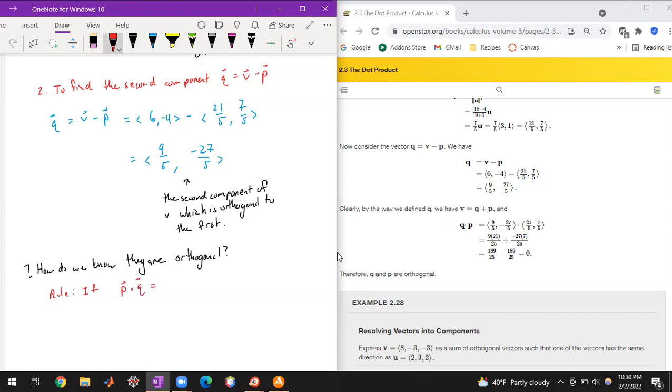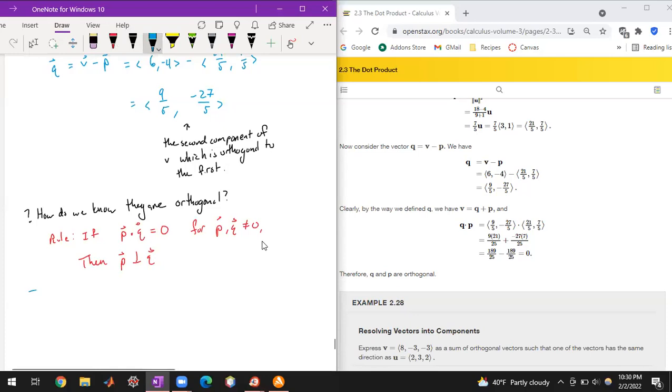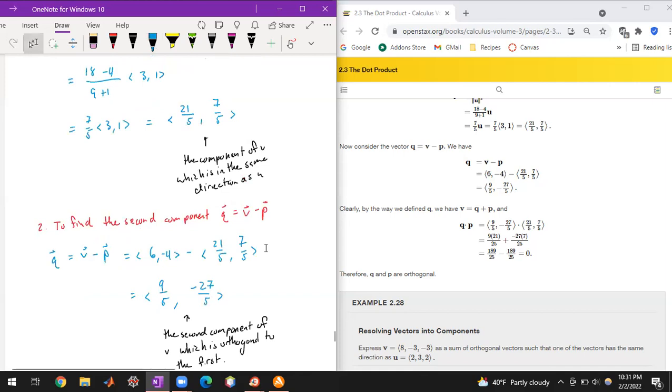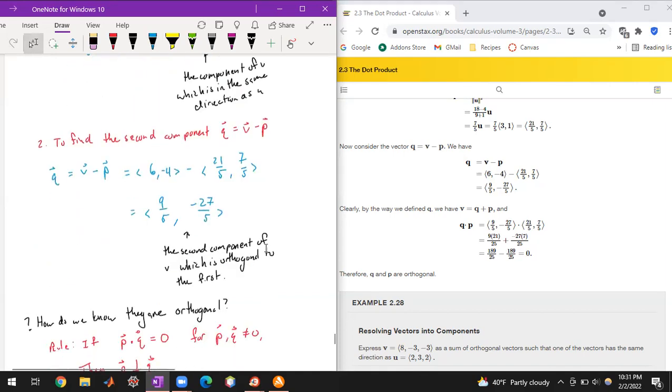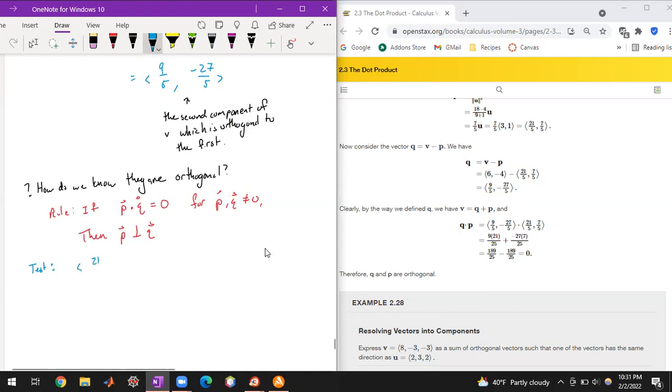So if we calculate the dot product between them and get 0 for p and q non-zero, then they have that orthogonal property. And I know we're not actually using this notation in this class, but I think it's pretty consistent. So let's test it. Our first vector was 21 over 5, 7 over 5. And our second component was 9 over 5, comma, negative 27 over 5.